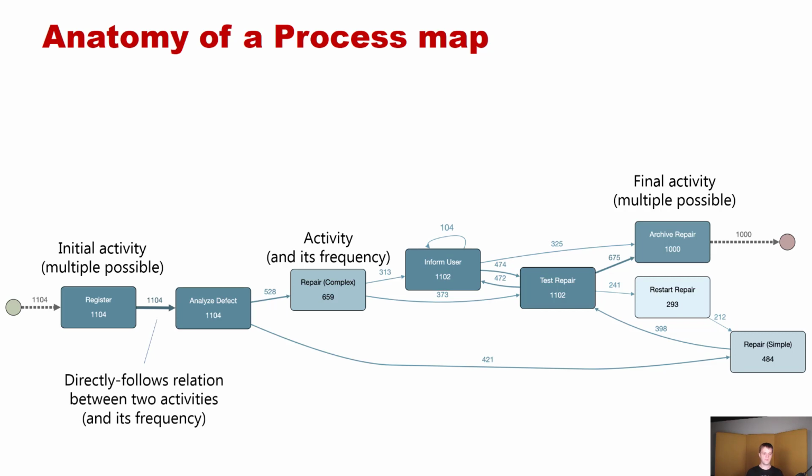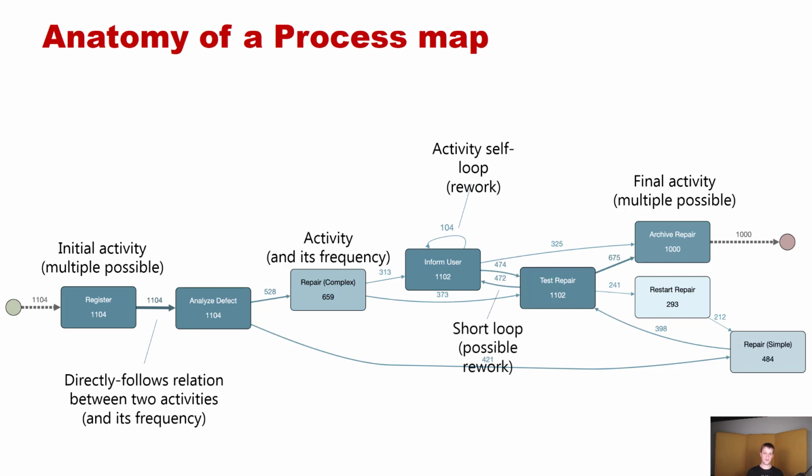Now, additionally, there is, of course, the directly follows relation, which in this case means that register is followed by analyze defect in 1,104 cases. Then other stuff that we want to look at is, for example, activity self-loops, because those kind of indicate that something went wrong with the activity and it was repeated for some reason. For example, in this case, we can see that in 104 cases, inform user was actually repeated.